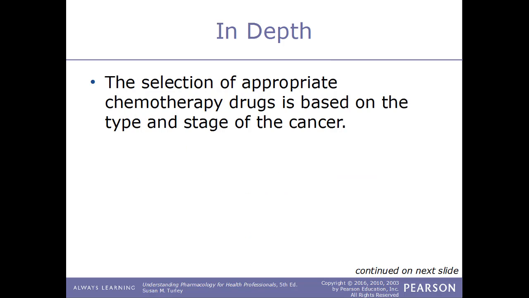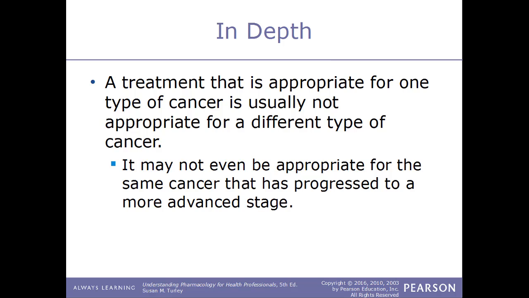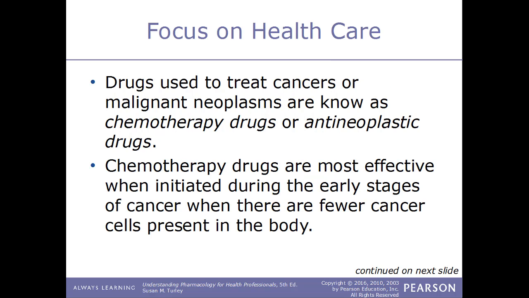So the selection of an appropriate chemotherapy drug is based on the type and the stage of the cancer. Now, treatment that is appropriate for one type of cancer is usually not appropriate for a different kind of cancer. It may not even be appropriate for the same cancer that's progressed to a more advanced stage. Drugs that are used to treat cancers or malignant neoplasms are known as chemotherapy drugs, or can also be called anti-neoplastic drugs. Chemotherapy drugs are the most effective when they are initiated during the early stages of cancer, when there are fewer cancer cells present in the body.